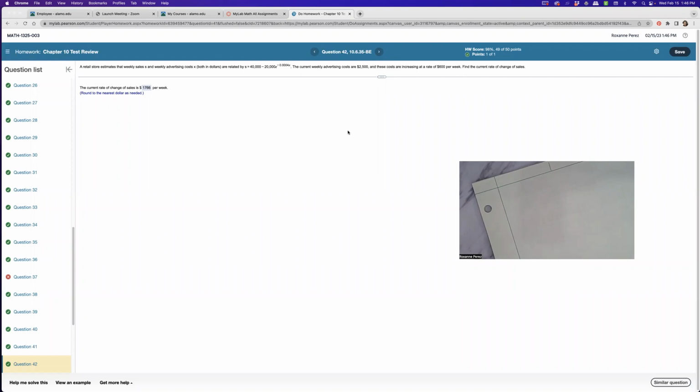Okay, so we are given a retail store estimates that weekly sales S and weekly advertising cost X, both in dollars, are related by S equals 40,000 minus 20,000 e raised to the negative 0.0004X. Current weekly advertising costs are $2,500, and these costs are increasing at a rate of $600 per week. Find the current rate of change of sales.